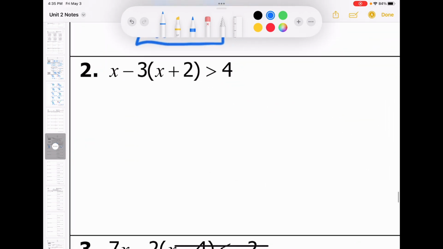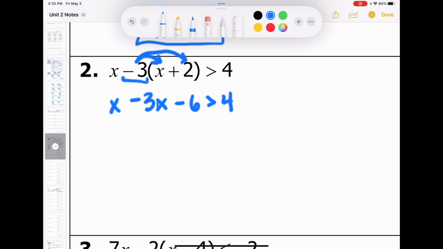Number 2, x minus 3 parentheses x plus 2 is greater than 4. So the first thing I need to do is get rid of my parentheses. So I'm going to distribute this negative 3 to x and 2, which is using multiplication. So negative 3 times x is negative 3x. Negative 3 times 2 is negative 6. Now everything else I'm just going to bring down.